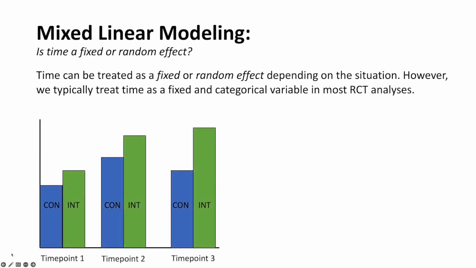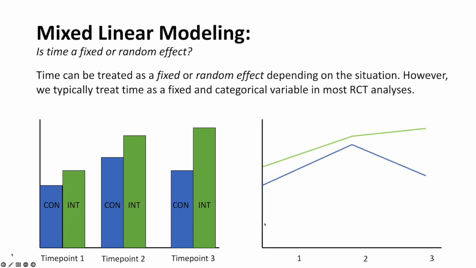I have time point 1, time point 2, and time point 3. I've accounted for baseline in each of these. If I treat time as a fixed and categorical variable, then I can look at differences between groups at each of these time points. I can look at the differences between groups at time point 1, at time point 2, and at time point 3. This assumes that time is fixed, that this is a fixed moment in time that is not changing.